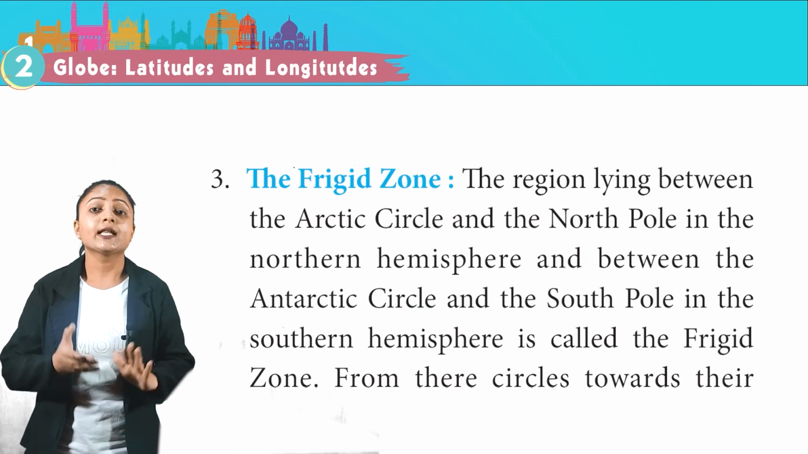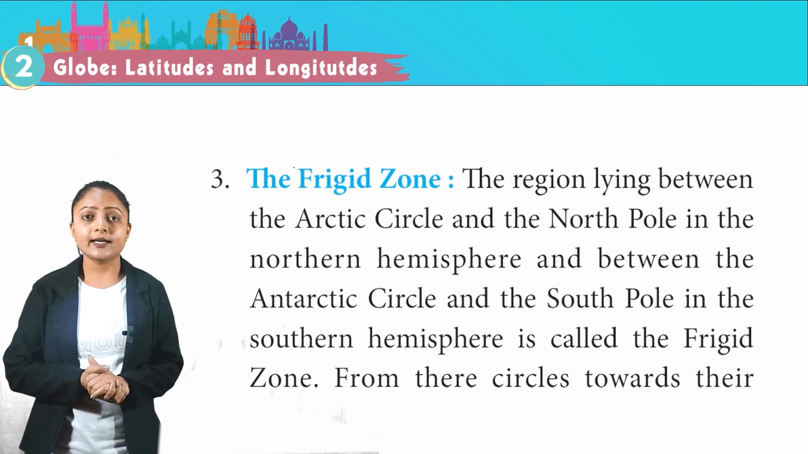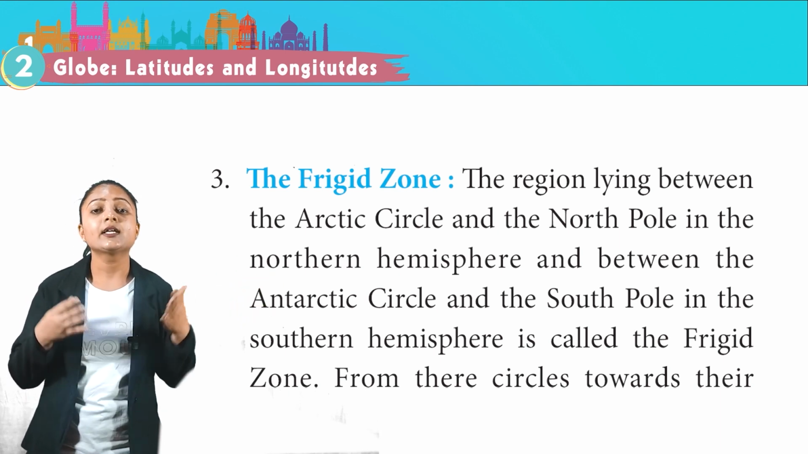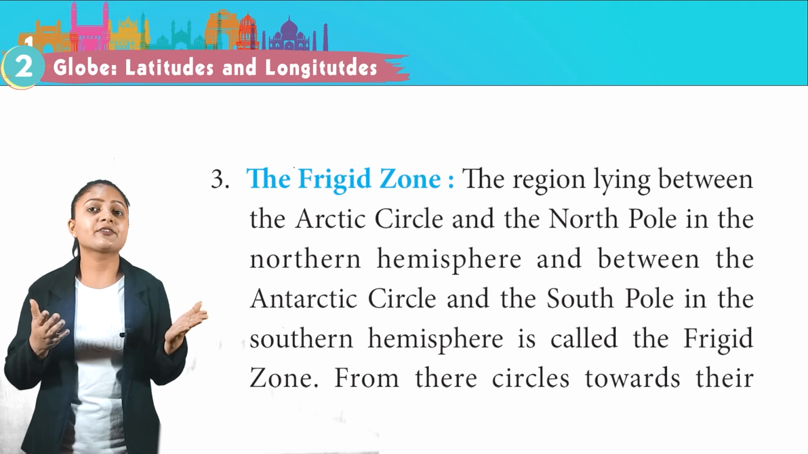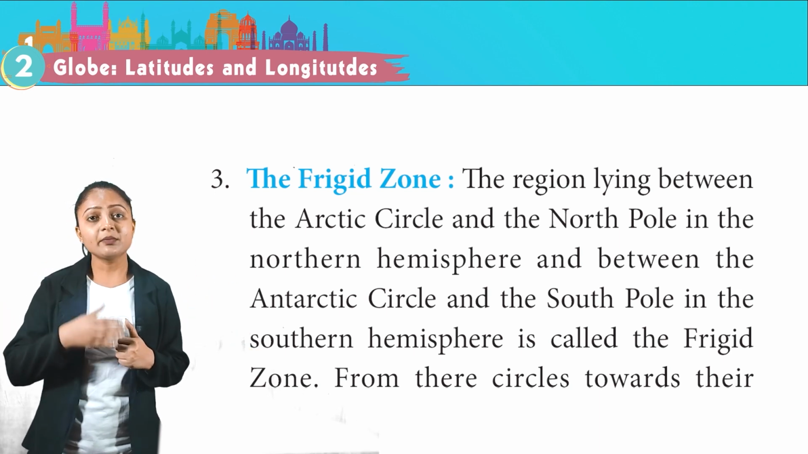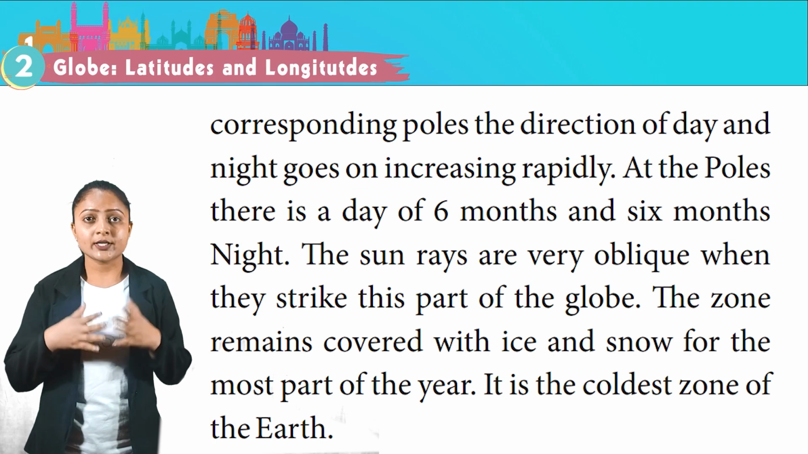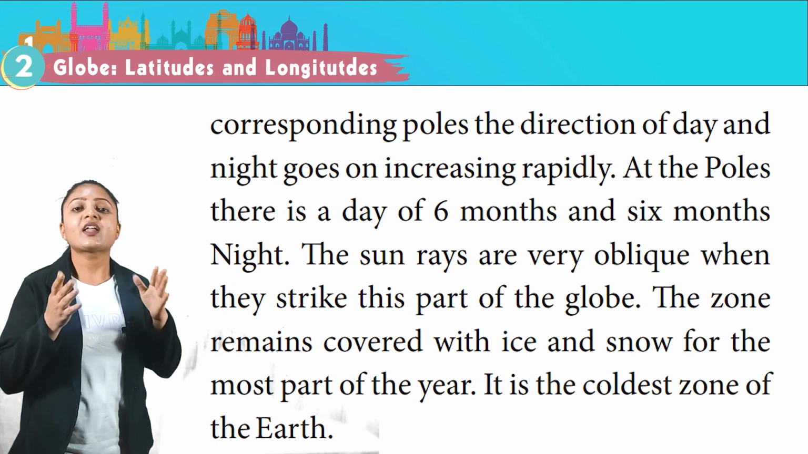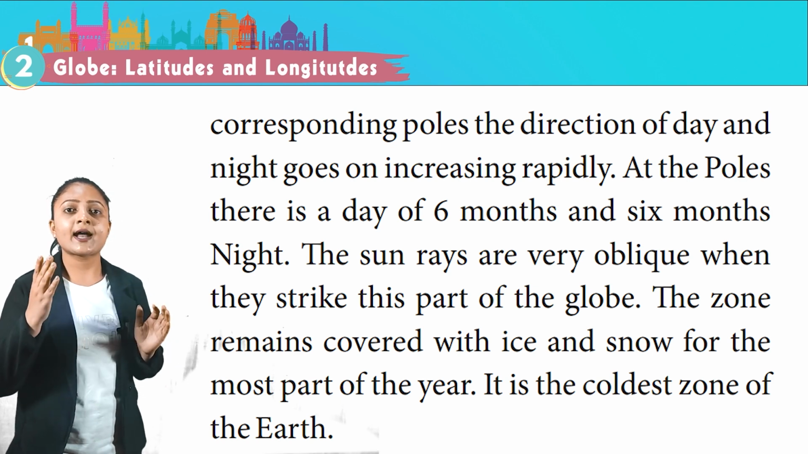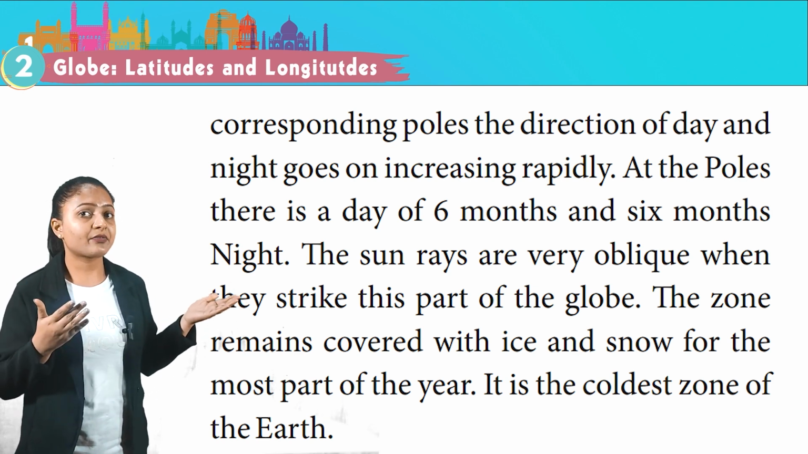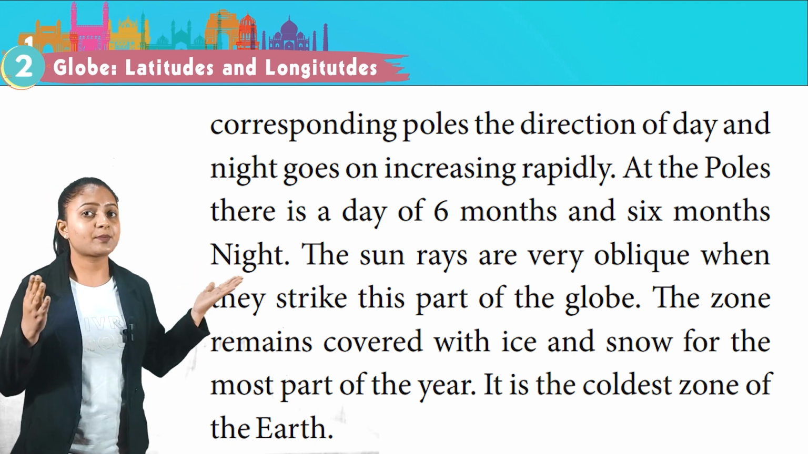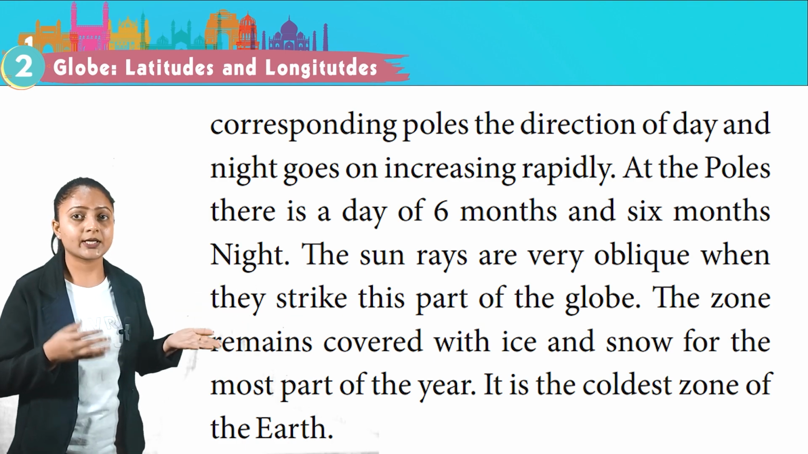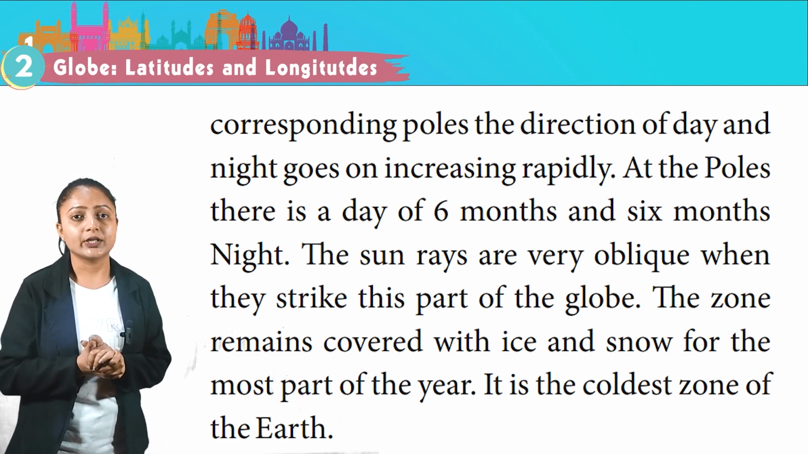The Frigid Zone. The region lying between the Arctic Circle and the North Pole in the northern hemisphere and between the Antarctic Circle and the South Pole in the southern hemisphere is called the Frigid Zone. From these circles towards their corresponding poles, the duration of day and night goes on increasing rapidly. At the poles, there is a day of 6 months and a night of 6 months. The sun rays are very oblique when they strike this part of the globe. The zone remains covered with ice and snow for most of the year. It is the coldest zone of the earth.